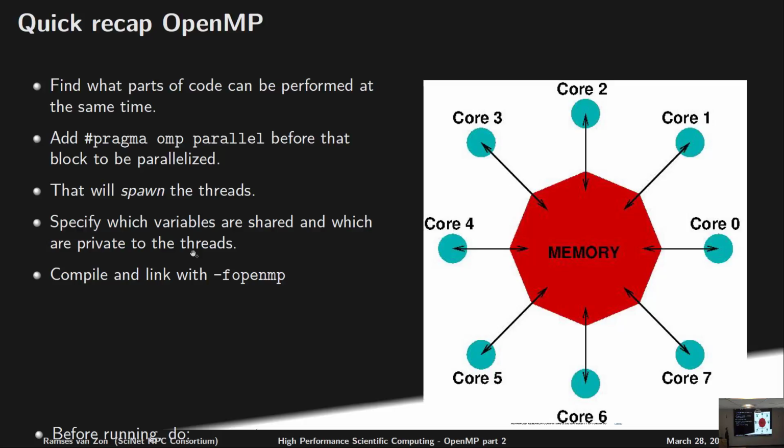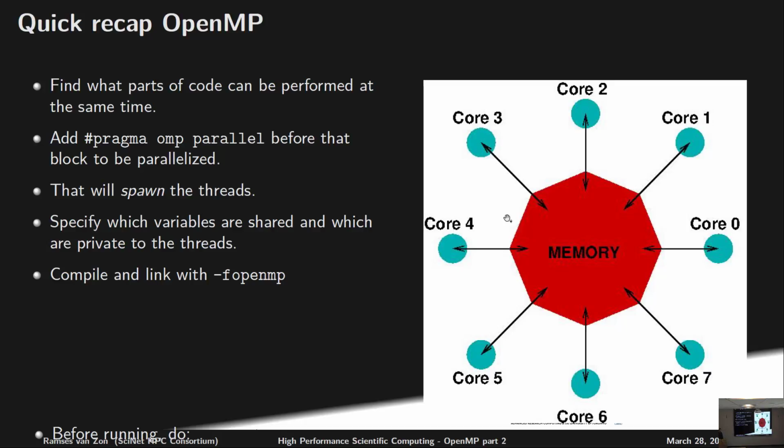Now we saw that we can do this by starting from a serial code and adding these pragma OMP pragmas or directives. In particular, pragma OMP parallel starts the threads. So you start on one core, let's say that's core 0, although it doesn't really matter where you start. As soon as you hit this pragma, 8 threads or as many threads as you specify are launched, are spawned.